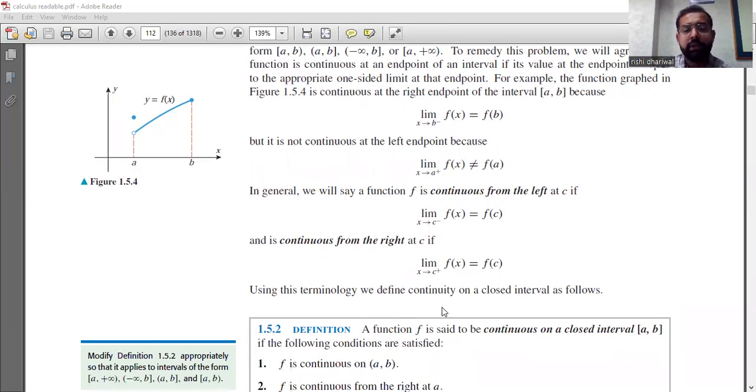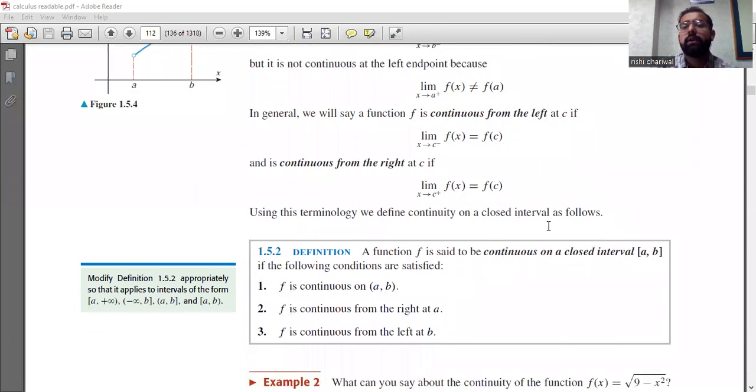Using this terminology, we define continuity on a closed interval. A function is continuous on a closed interval [a, b] if the following are satisfied: f is continuous on the open interval (a, b), continuous from the right at a, and continuous from the left at b. Then we say that f is continuous on the closed interval [a, b].